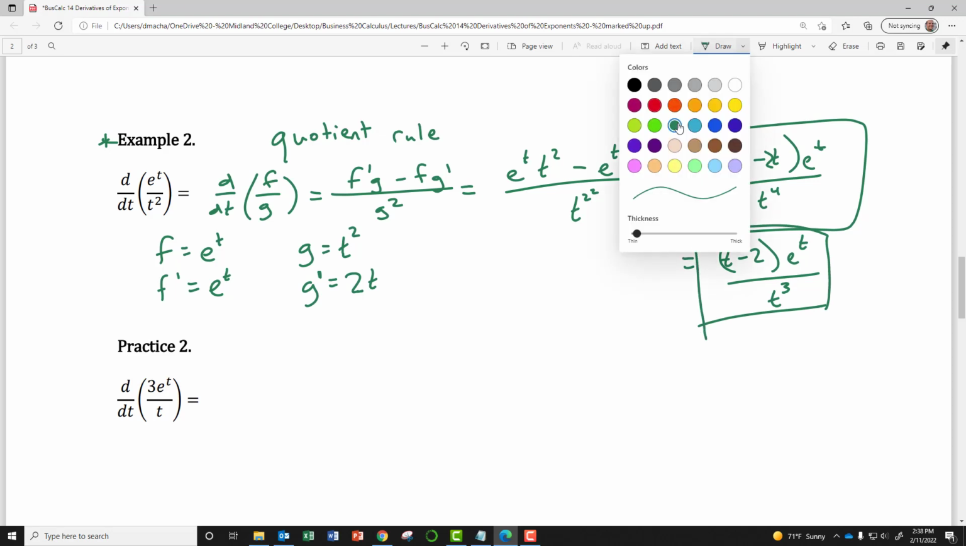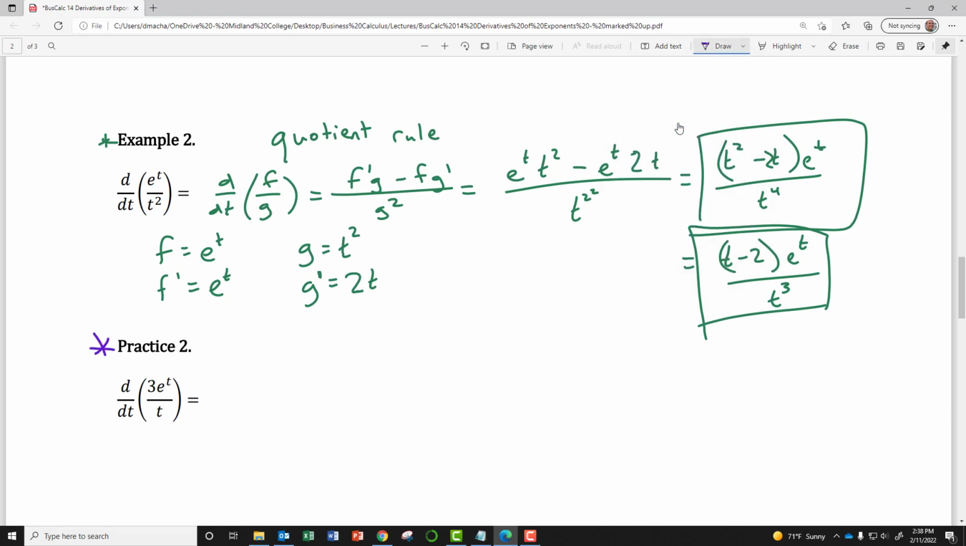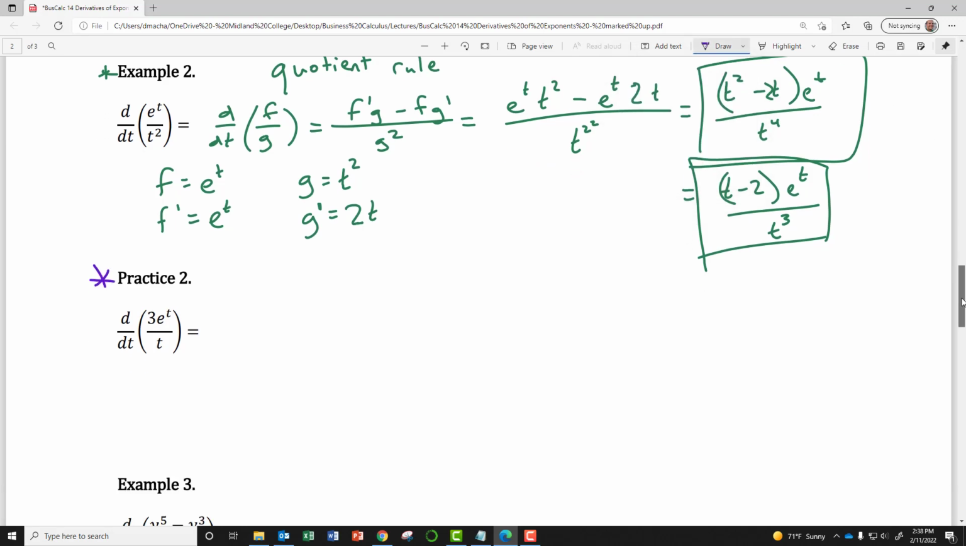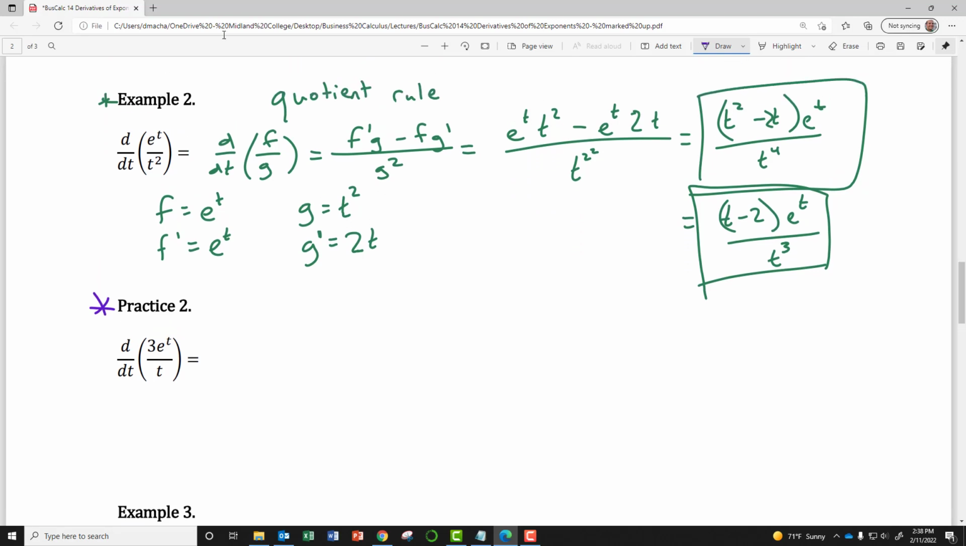Okay, this is the point where you take a moment and you work practice number 2 on your own. Give it your best shot, your best attempt. Follow the guidance of this example and see if you can work practice number 2.